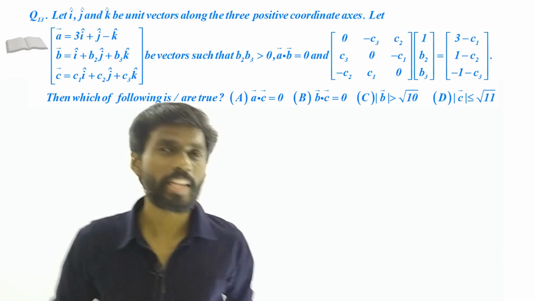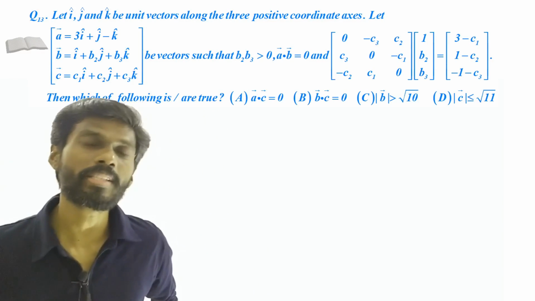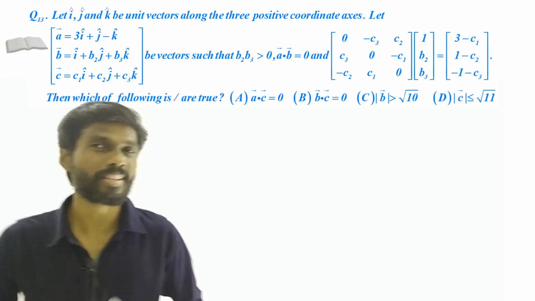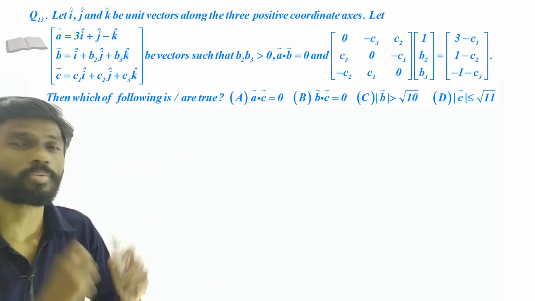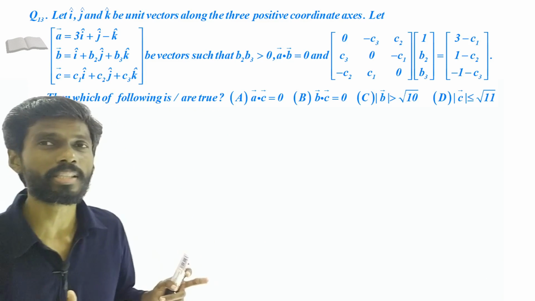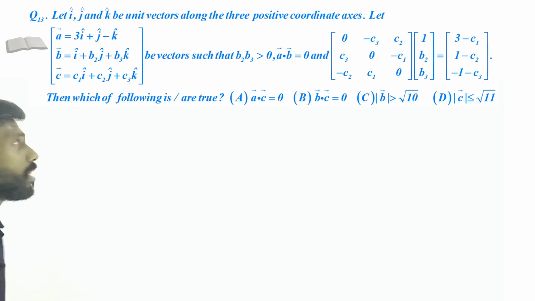Here some vectors are given, a, b and c, and some conditions satisfied by these vectors are given. Using that we have to find the relation between these a, b, c, right? So let us do it one by one. First some matrix multiplication is given. Let us multiply these two matrices and see what happens.